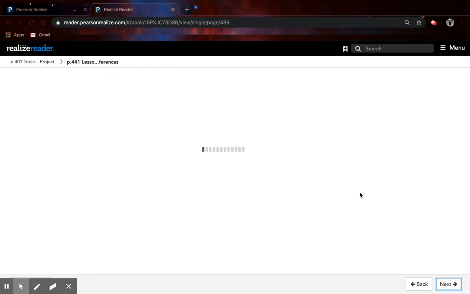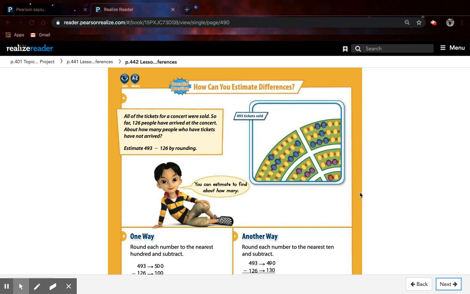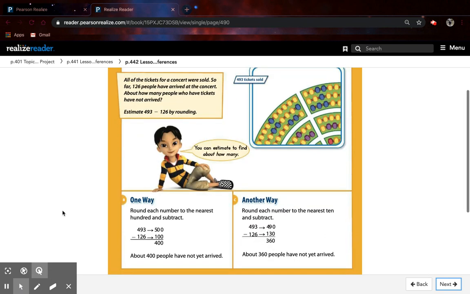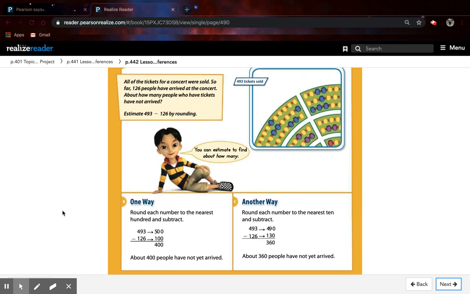Okay, moving to the next page. Our essential question on page 442 says, how can you estimate differences? So, all of the tickets for a concert were sold so far. 126 people have arrived at the concert. About how many people who have tickets have not arrived? So, they tell you how many were sold here, 493, and then they show you the equation that you'll be solving, and then they'll be showing you how to solve here.